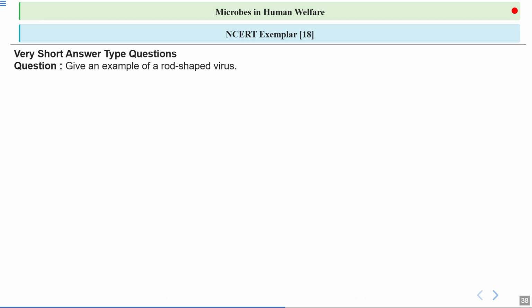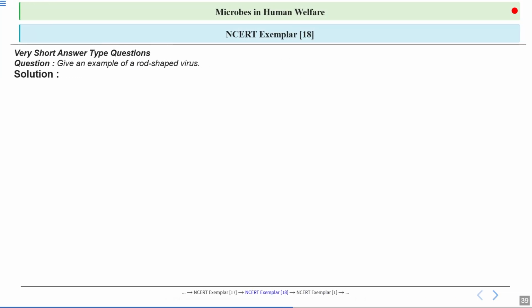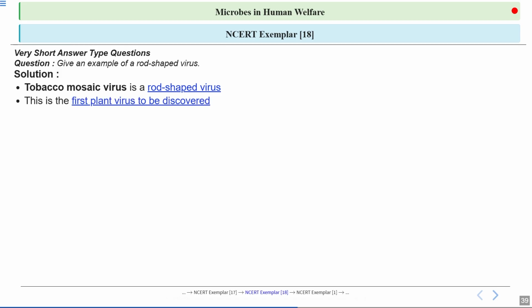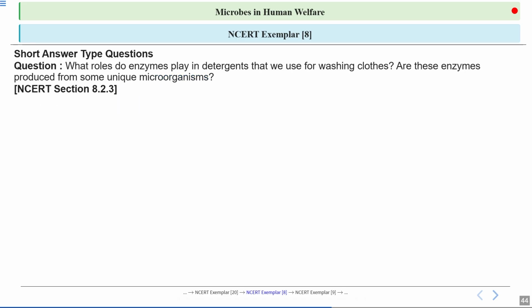Now you have to give an example of a rod-shaped virus. Let's have a look at the answer. Tobacco mosaic virus is the rod-shaped virus, and it is a plant virus and it consists of RNA as the genetic material. This is the first plant virus to be discovered.